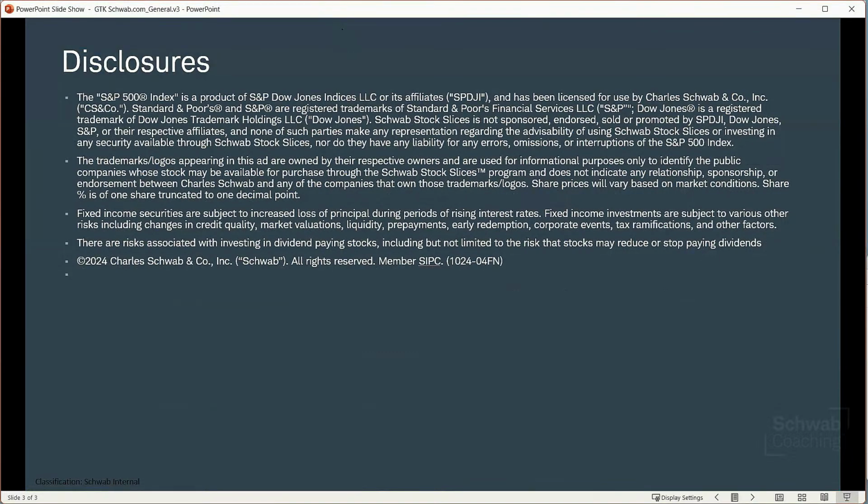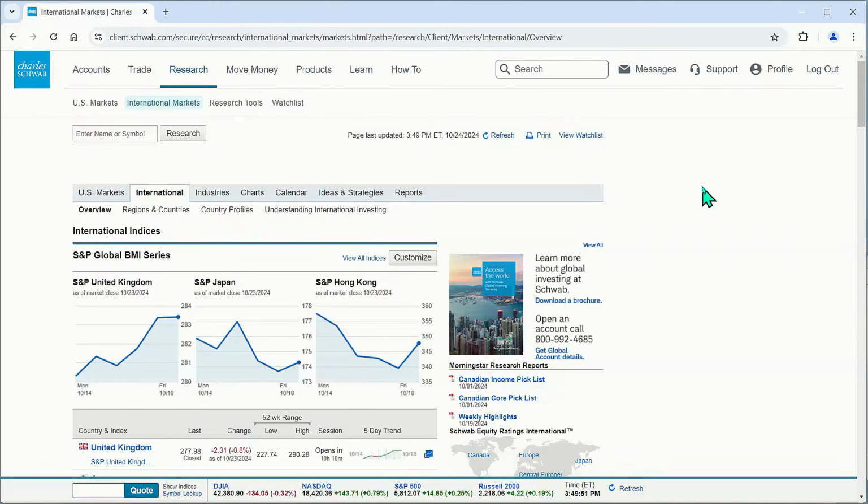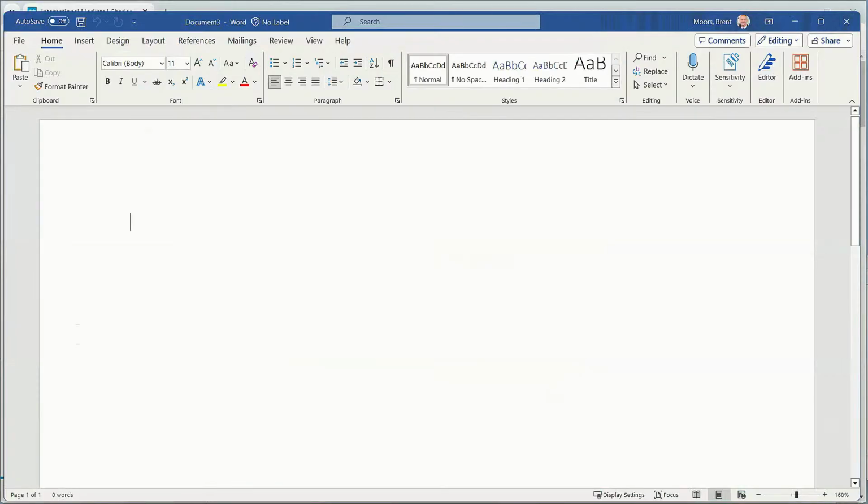Let's bring up the Schwab.com platform. And there we go. Here's Schwab.com. So I mentioned doing a top-down analysis, but we're not really going to do the traditional top-down analysis. But before we get to that, let me just mention a few things.